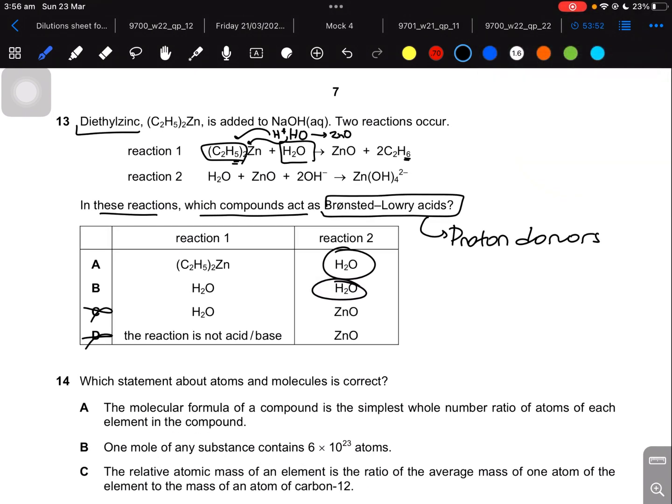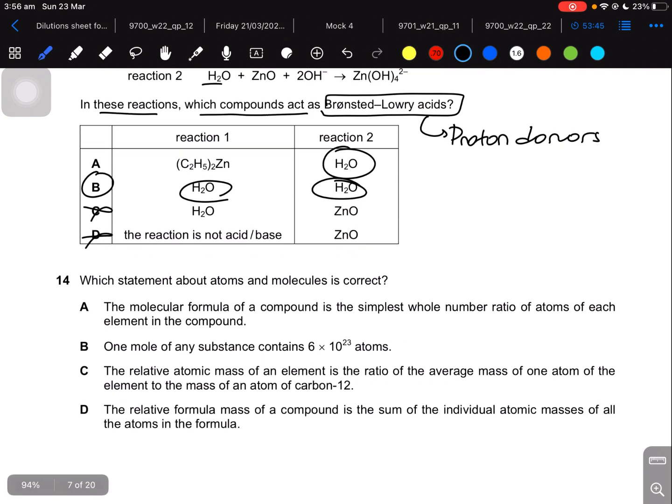Okay, so we said reaction 2, it's the H2O that's giving the H plus. Here also is the H2O, so the answer is gonna be B.